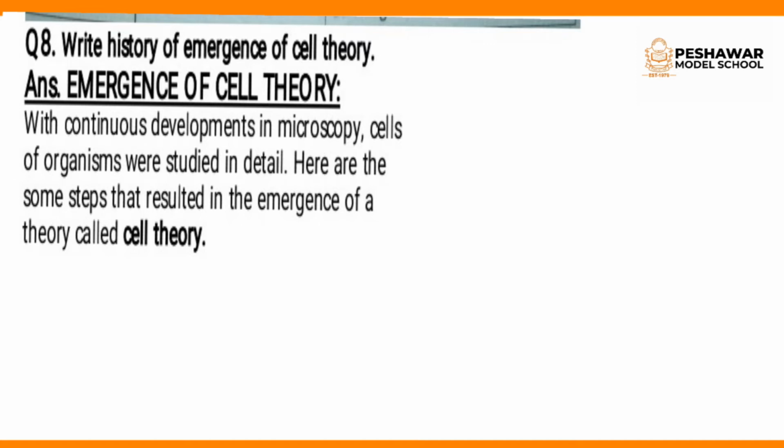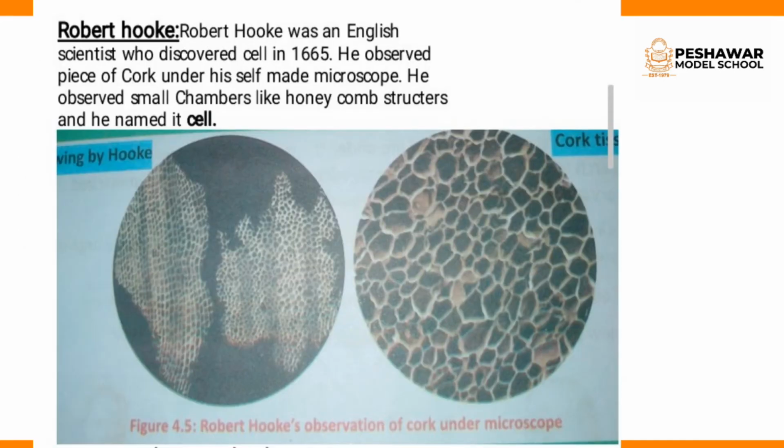Different scientists contributed a lot in the field of the microscope and the cells and tissues, the structure of the cells, and the discovery of the cells, and thus a new theory was proposed by the scientists, which is known as the cell theory. First of all, I am going to discuss in detail the contribution of Robert Hooke in the development of the cell theory.